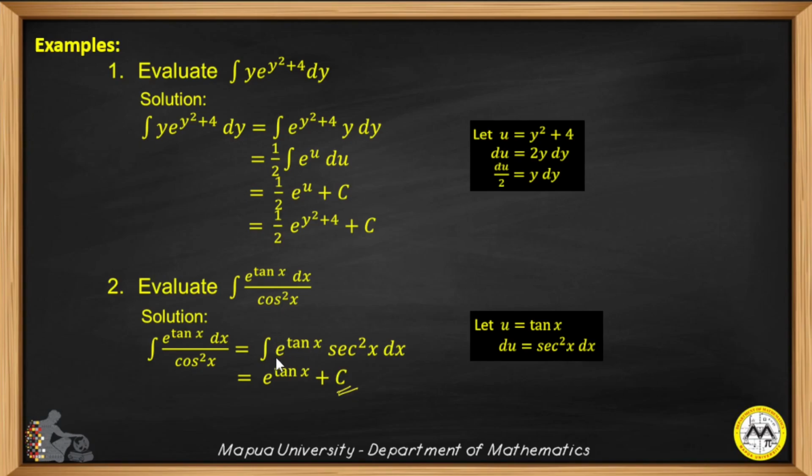So we have the integral of e raised to tangent x secant squared x dx, and then by substitution, this can be written as the integral of e to the u, where u is tangent x, and secant squared x dx is du. But recall that the integral of e to the u du is e to the u plus the constant c, where u is tangent x. So the final answer is e to the tangent x plus the constant c.